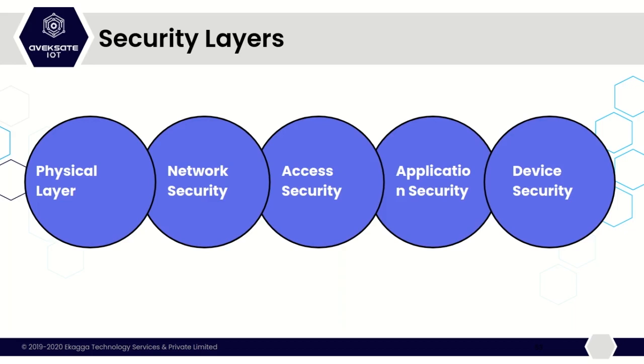There is physical layer security, network layer security, access security, application security, and device security. Just to give you a glimpse, we will not go into more details. For example, what do we mean by device security? The device security is about the end device deployed into the IoT platform, which needs to be secure. If somebody steals it or tries to tamper with it, the platform or the whole system should be aware.